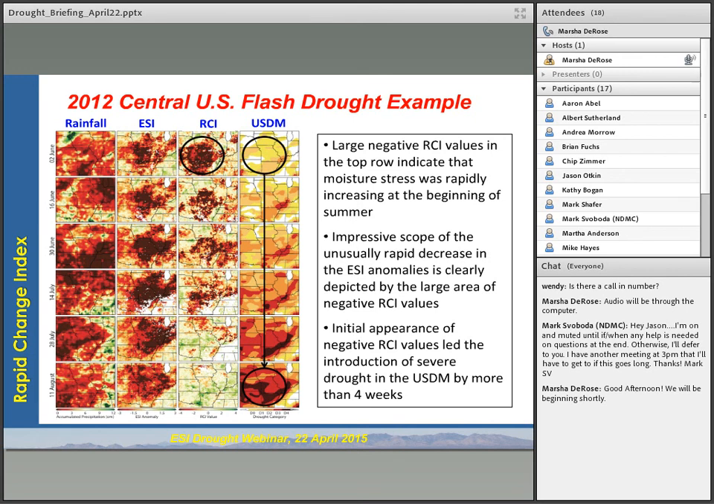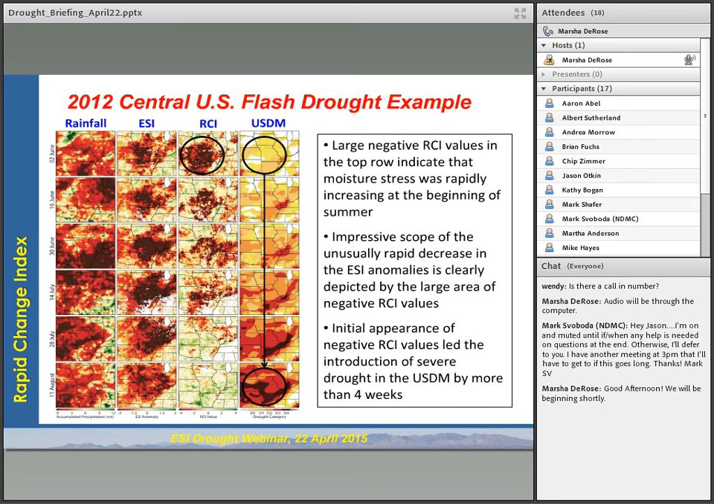The first column shows the 2-week rainfall totals. The next two columns show the ESI and RCI. And then the last column on the right shows the U.S. Drought Monitor. After experiencing record warmth during the spring, abnormally dry conditions were present across most of the region by the beginning of summer, as is indicated by the U.S. Drought Monitor and also by the large negative ESI and RCI values at the beginning of June in the top row. Extremely hot and dry weather during June and July then led to rapid drought development across the region.